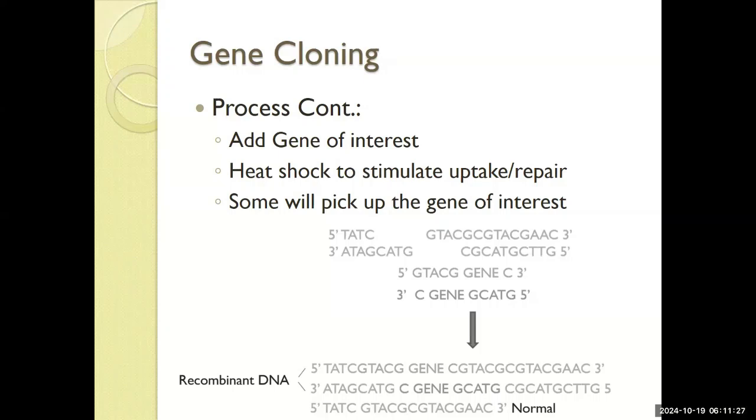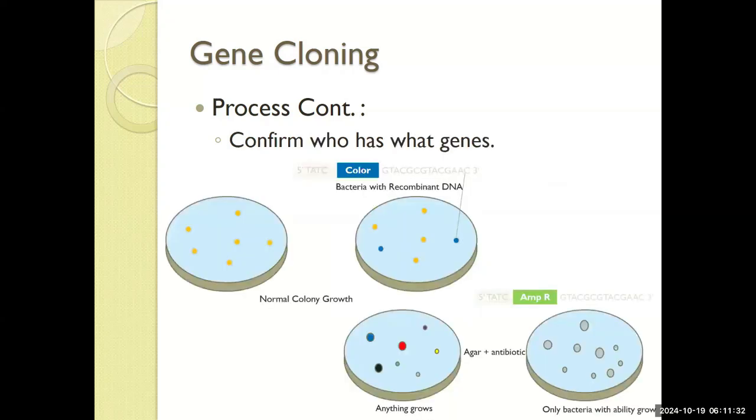In order to confirm who picked up the gene and who didn't, we typically add a tag to the gene of interest, either color or antibiotic resistance. With a color tag, those bacterial colonies will grow a different color, and so we know if you picked up the color gene, then you also picked up the insulin gene.